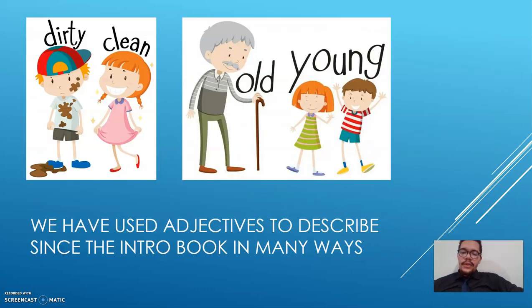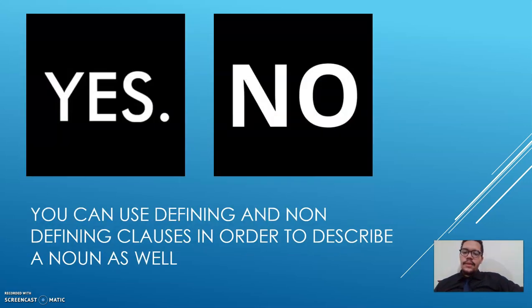Now, we have used adjectives to describe since the intro book in many ways. So you could say dirty and clean, old and young. You can use comparative adjectives, superlative adjectives, possessive adjectives. There are many ways to describe. You also should know already what the modifiers are and how adverbs affect adjectives. Now, you can use defining and non-defining clauses in order to describe a noun as well.